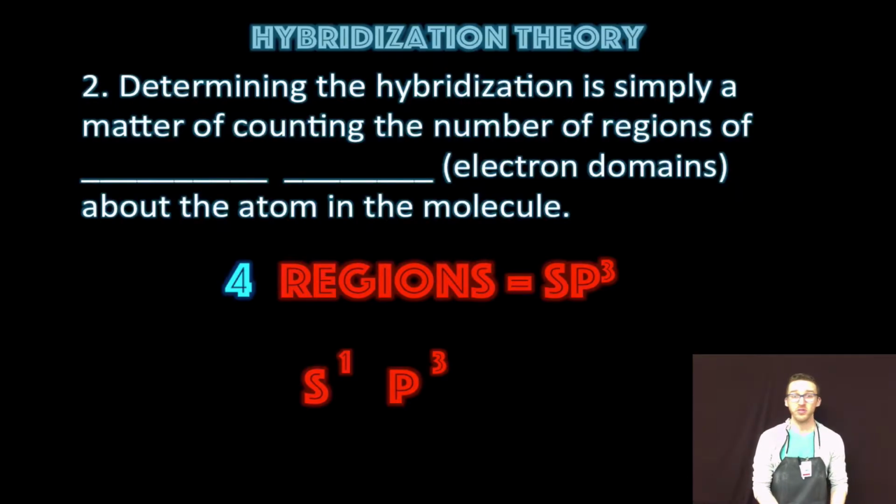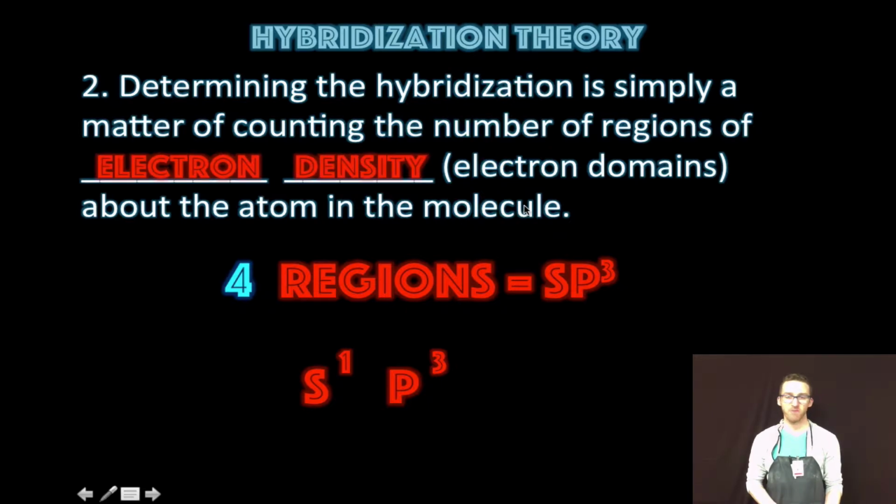So, how do we determine then the hybridization about an atom in a molecule? Simply a matter of counting the number of regions of electron density. 4 regions, that means the atom is sp3 hybridized. 1 s plus 3 p orbitals equals 4. So 4 regions, sp3 hybridized.